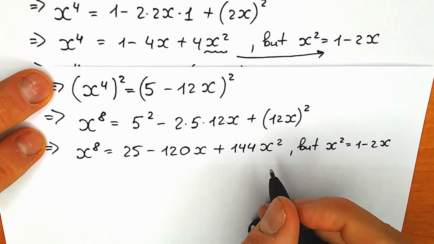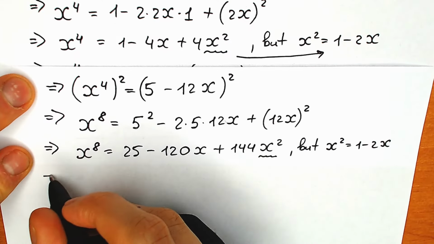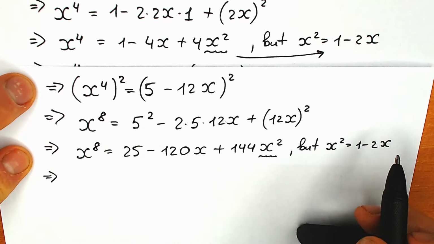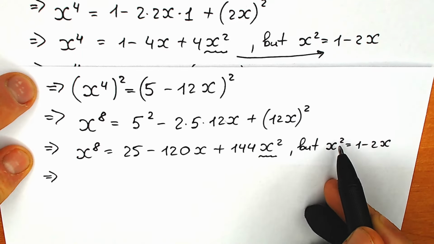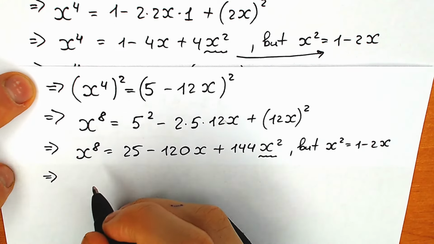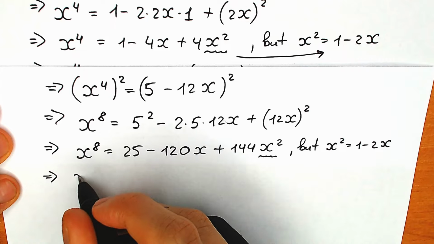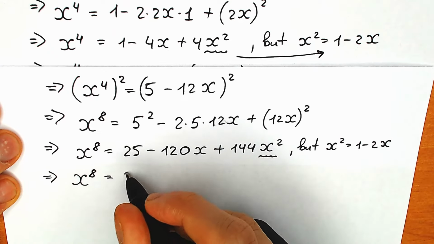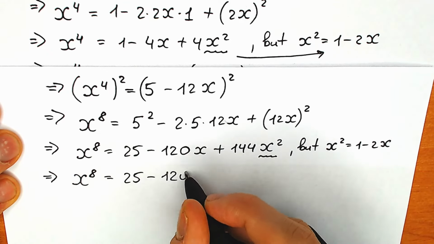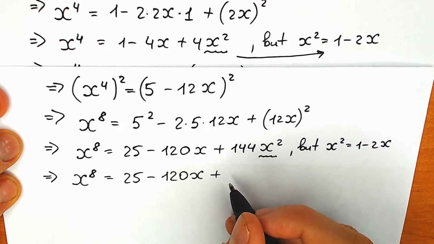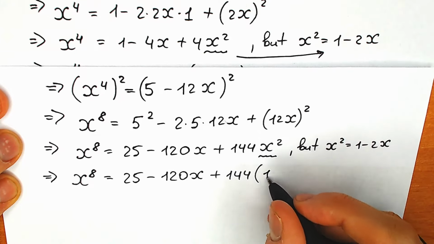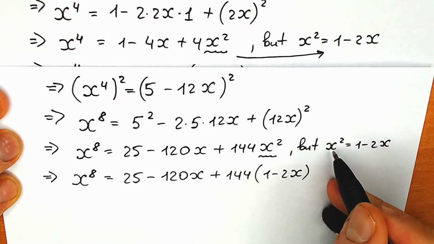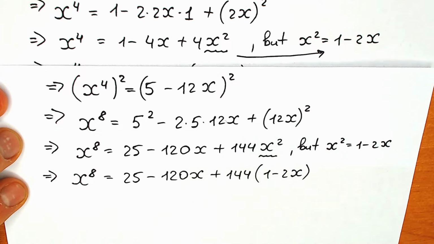Okay, so let's plug in 1 minus 2x instead of this x squared, and it simplifies a lot because this expression helps us to reduce a power. We can express the second power through the first one, because we have a square and we express it through the first power. It helps us a lot. So we have x to the power 8 equal to 25 minus 120x, the same beginning, but right here we write plus 144, and instead of this x squared we write 1 minus 2x. We can easily do this because x squared equal to this expression from the very beginning of the solution.